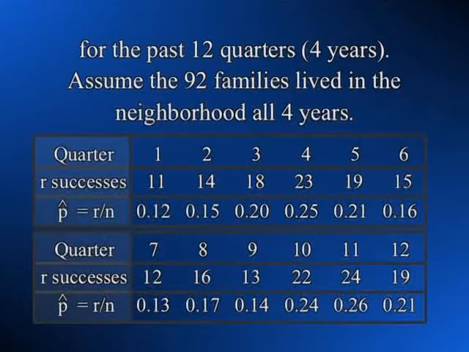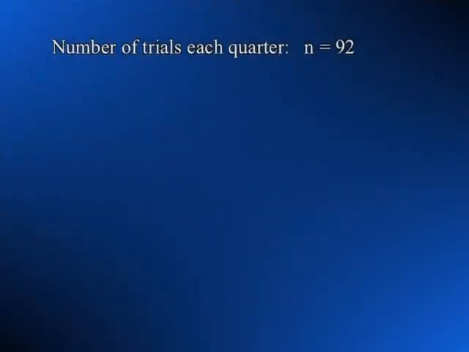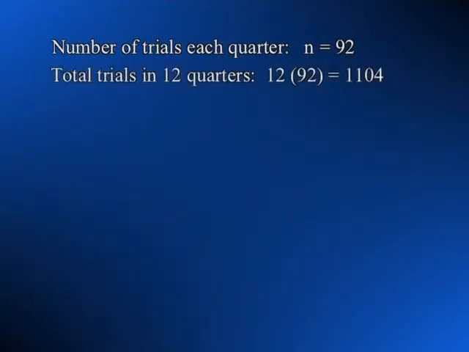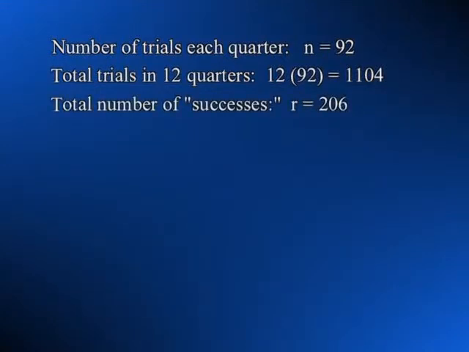Now, what about the number of trials? Well, there were 92 trials in every quarter. So we would have to multiply the 92 times the 12 quarters. We think about the number of trials each quarter is 92, and the total number of trials in 12 quarters would be 12 times 92, or 1104. Now, the total number of successes is 206.